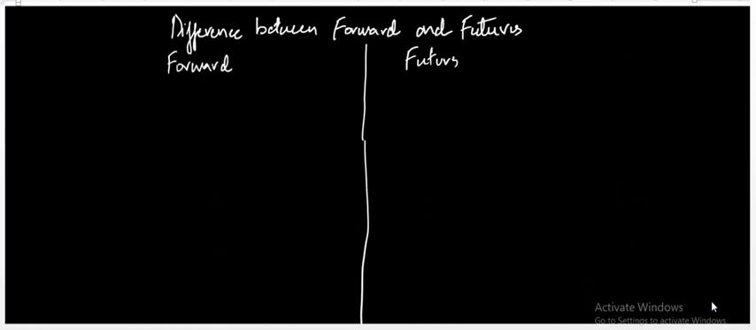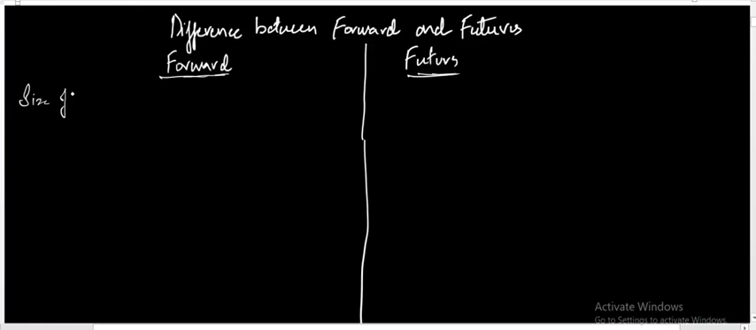Now let me discuss the difference between the forward and the future derivative contracts. As we have already talked about what the forward contracts are and what the future contracts are, let me bring up some differences between the two. The first one is the size of the contract.